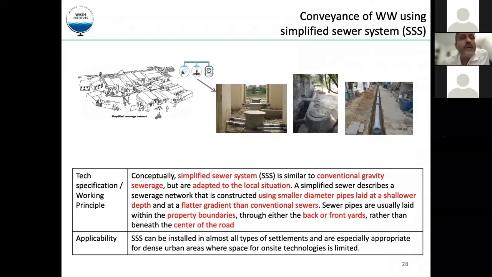Again, it has two types. One is a shallow sewer system, the other is a small bore sewer system, where only the water flows and the solids get accumulated at the household itself. So this is normally practiced. The advantage of this is that it does not go deeper. The pipe diameter is not larger, so the cost is lesser and the convenience of implementation is also easier.